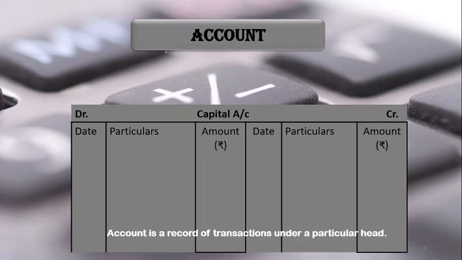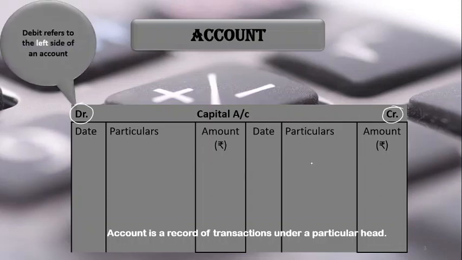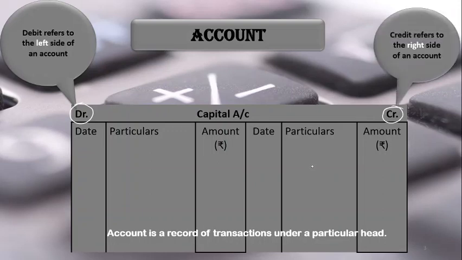So this is the format of an account, where we have the name of the account on the top, and you can see there are two sides. One says debit and another says CR, which stands for credit. So we call them debit and credit. You can see date, particulars, amount on each side. The format is divided in two sides: the left hand side of the account is called debit, and the right hand side is referred to as credit.